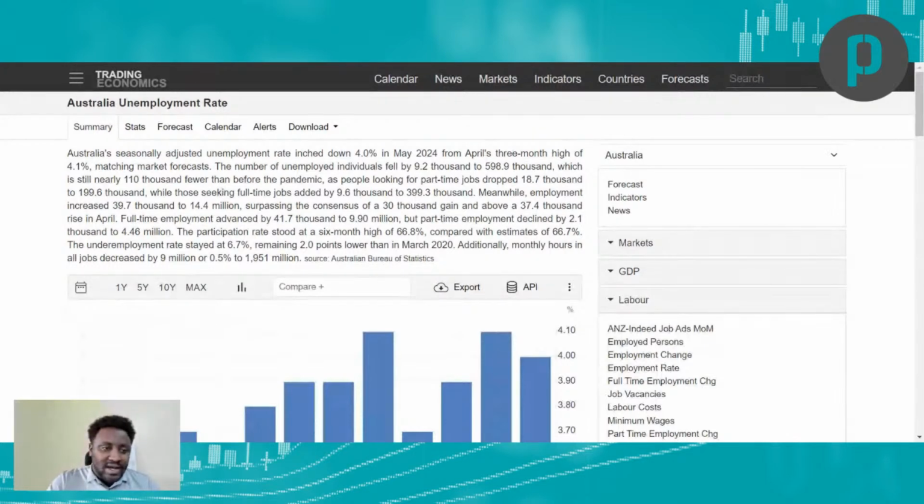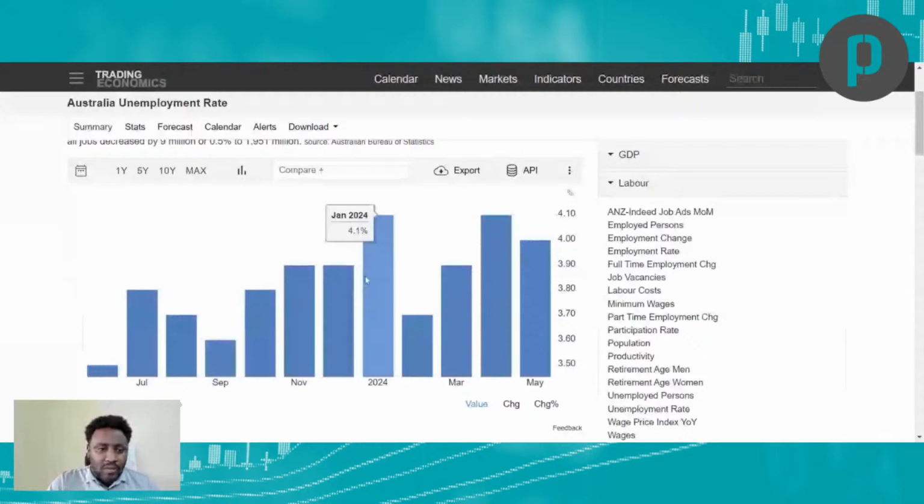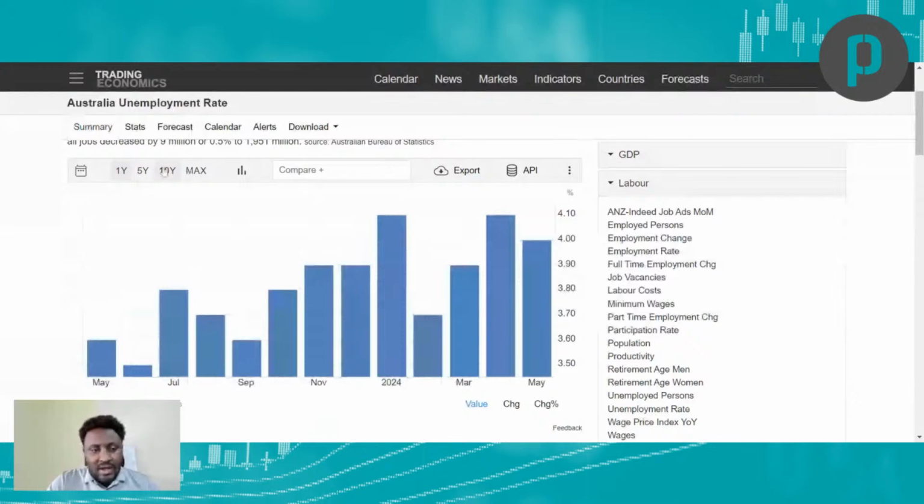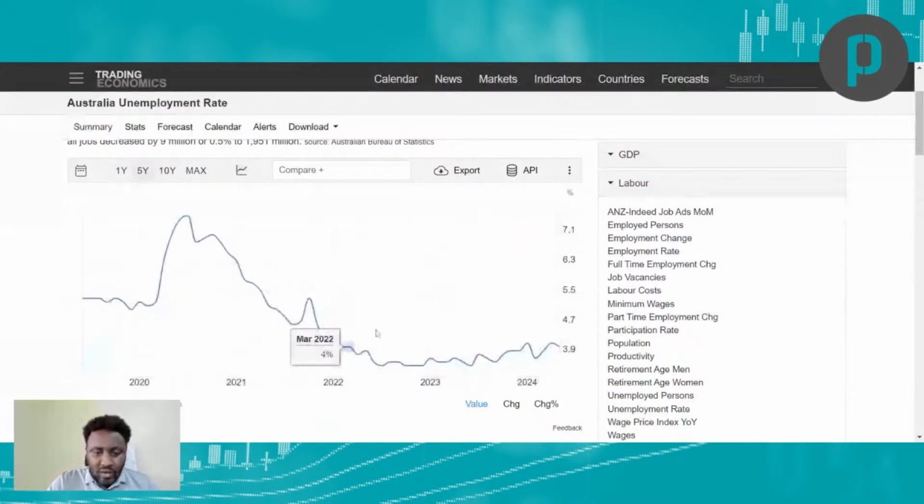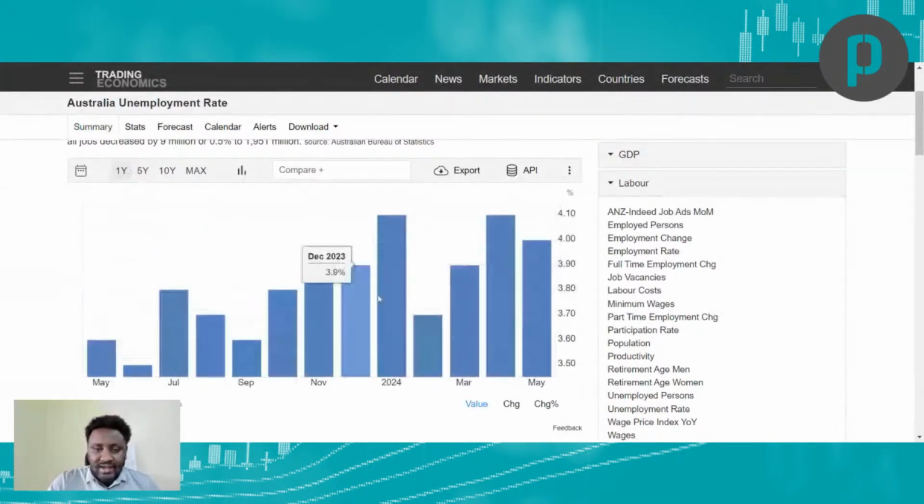Meanwhile, employment increased 39.7 thousand to 14.4 million, surpassing the consensus of a 30,000 gain and above a 37.4 thousand rise in April. So you can see the key trend here, the number of new jobs created. So looking at the past 1 year, you can see it's a gradual trend where the number is increasing after bottoming around July 2022. So we could be seeing a further drop. So for the unemployment rate, it was a drop to 4%. So it was a gradual increase, but in this case, a small slide down to 4%.